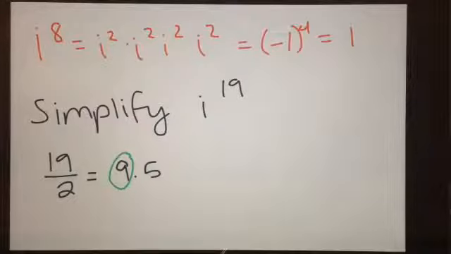If I do i squared 9 times, that would be 18 i's altogether. So I'm going to say this is negative 1 to the 9th power. That's how many sets of negative 1 we have. And then the 0.5 means that 19 does not divide by 2 evenly, which means you have an i left over in your answer. So negative 1 to the 9th power is just negative 1, and then we have the i there. So i to the 19th simplifies to negative 1i.